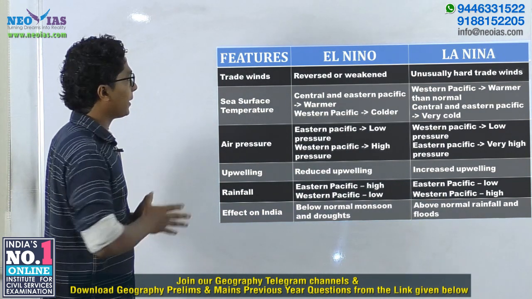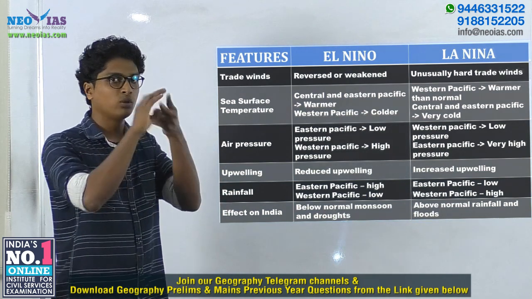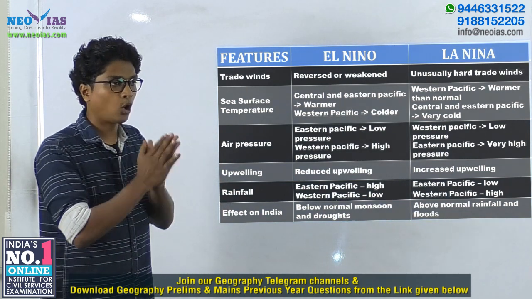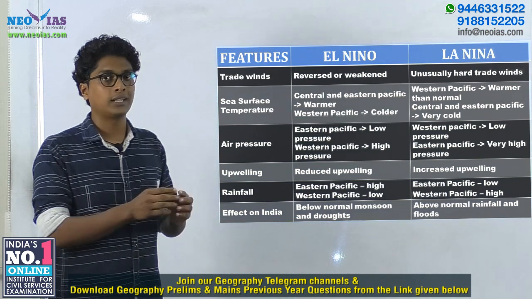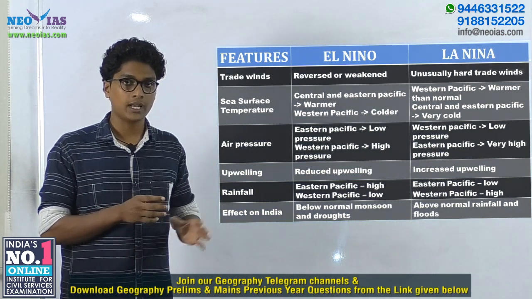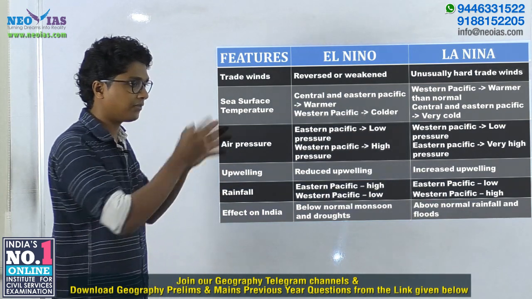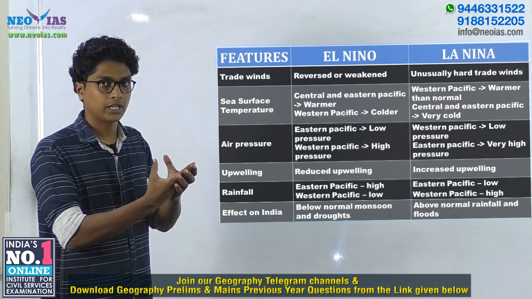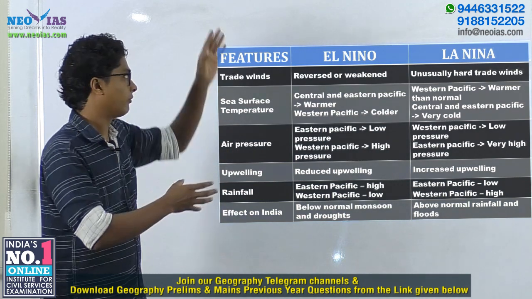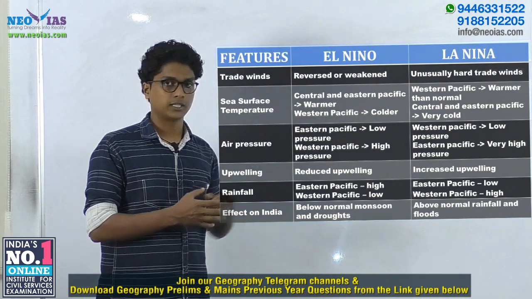Before going to the comparison, you have to understand that El Nino and La Nina are actually two phases, right? This common process we call ENSO, El Nino Southern Oscillation, E-N-S-O. This weather event, the El Nino Southern Oscillation, has two phases. The first phase is El Nino, which you have already seen, and the other phase is La Nina.